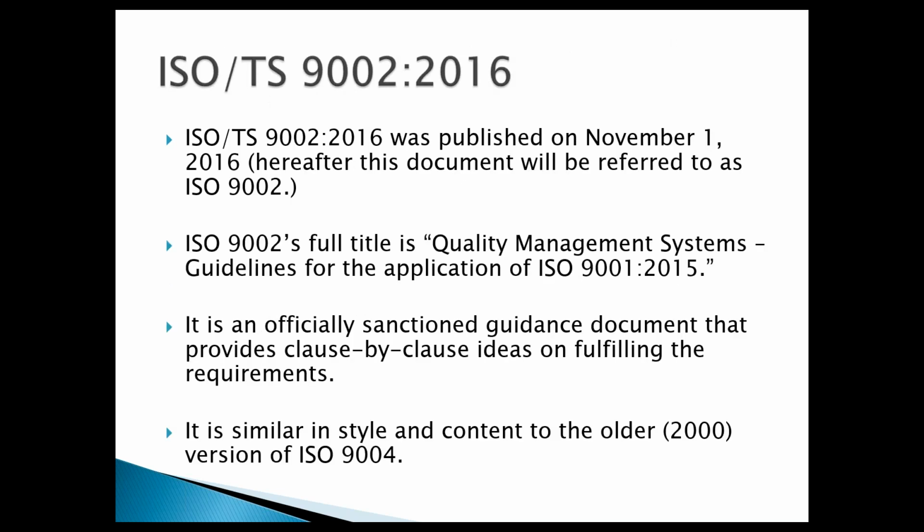About a year after ISO 9001-2015 was published, the ISO published TS 9002. Now, we'll be referring to this document in a few places as just ISO 9002. Its full title is Quality Management Systems Guidelines for the Application of ISO 9001-2015. So this is an officially sanctioned guidance document, and it provides clause-by-clause ideas on fulfilling the requirements.